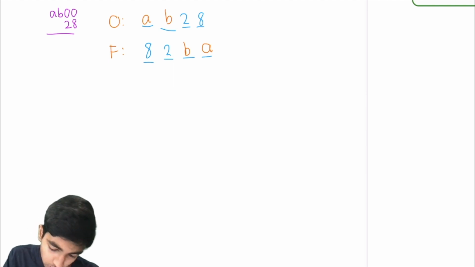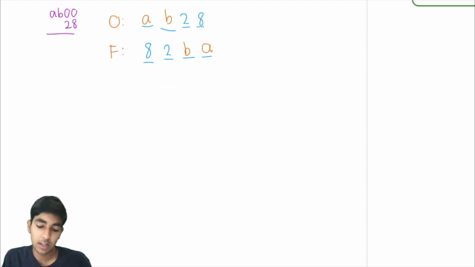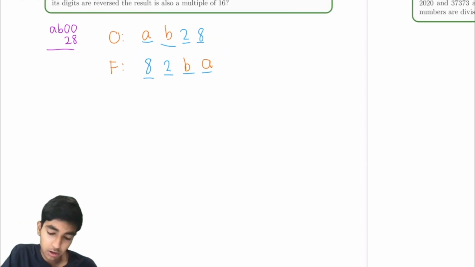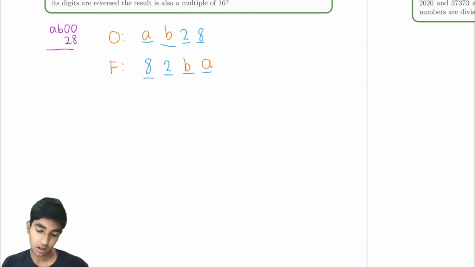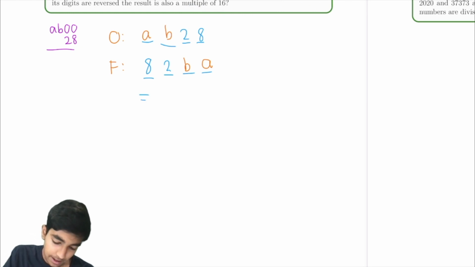Let's first take a closer look at this number over here. When will it be divisible by 16, right? We need both of them to be a multiple of 16. Both the original number and the new number. So we've got 82 followed by 2 random digits. So essentially we can rewrite this as 8200 plus the 2-digit number BA.